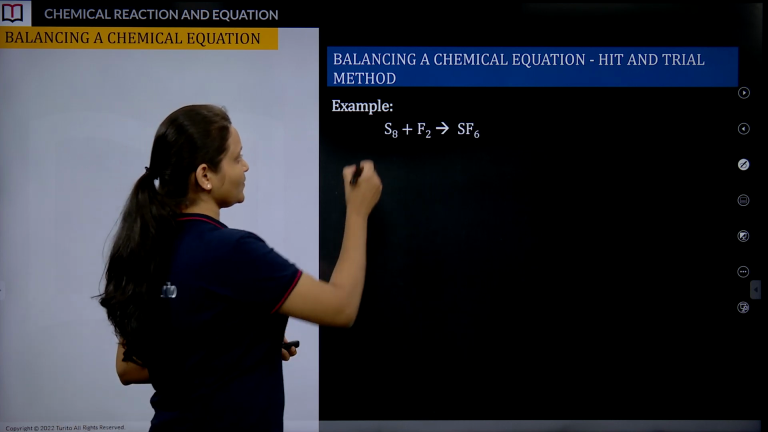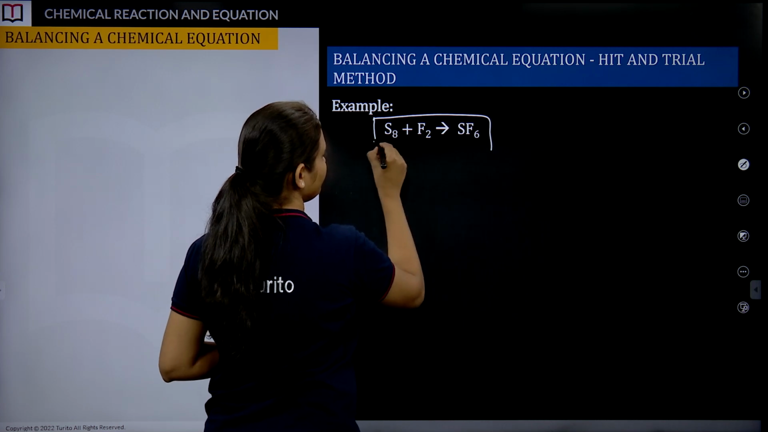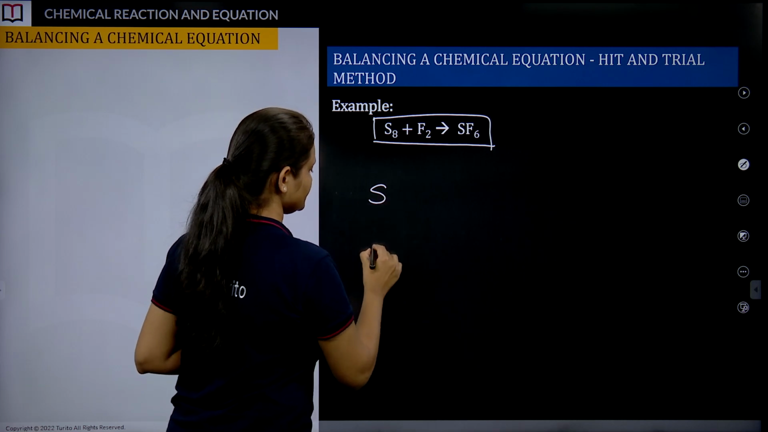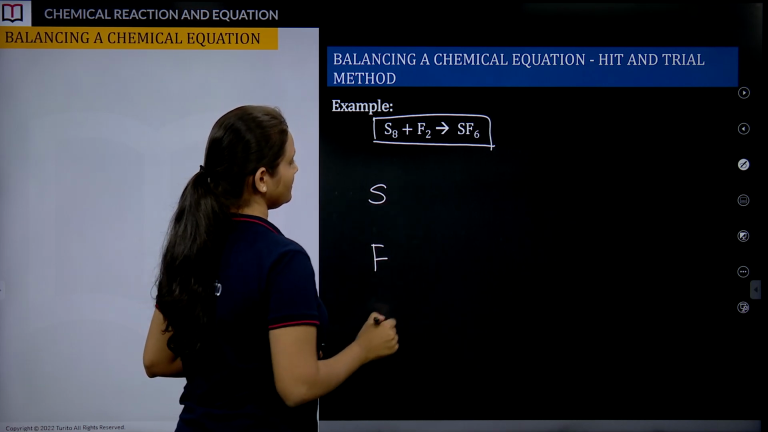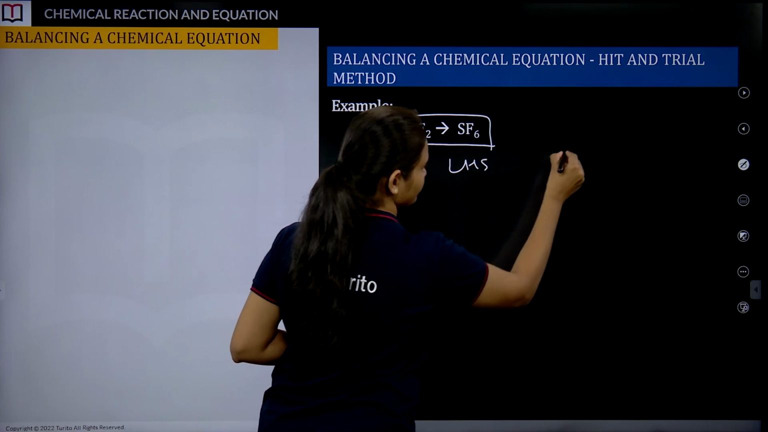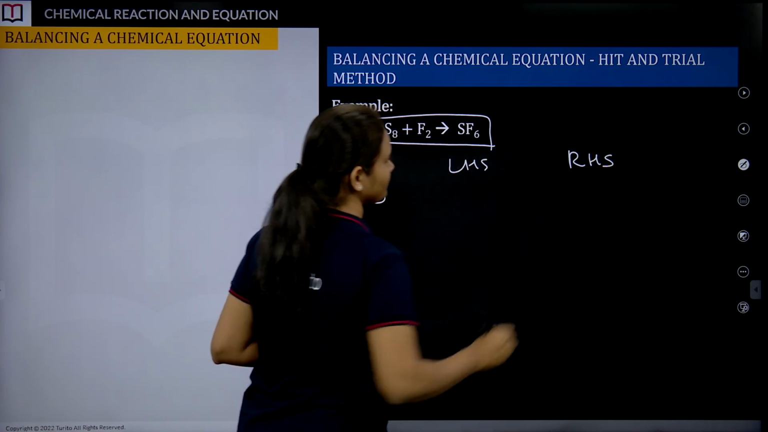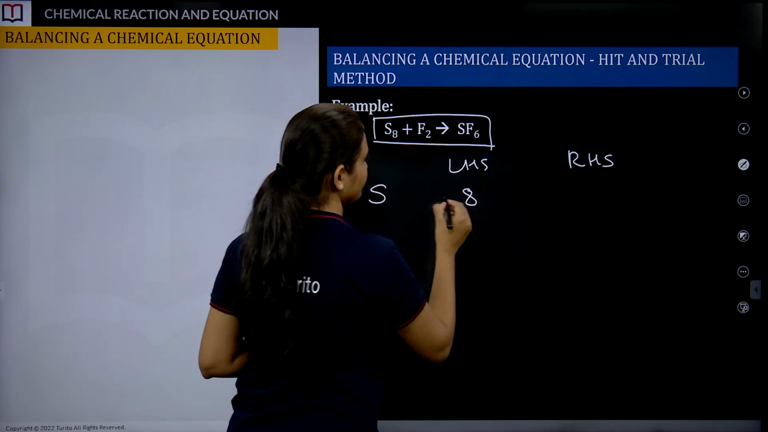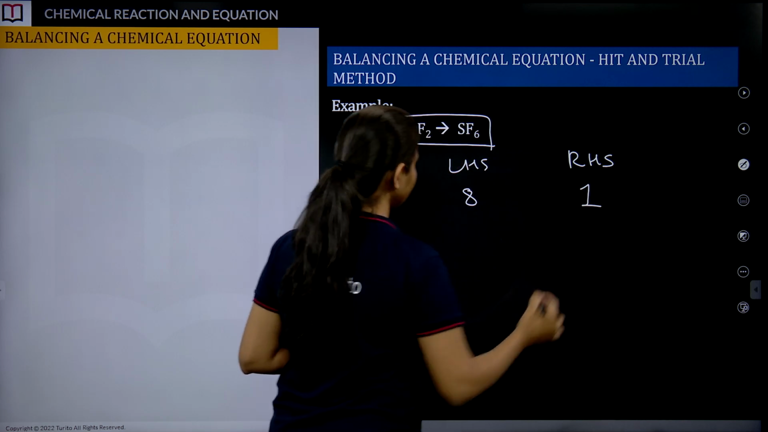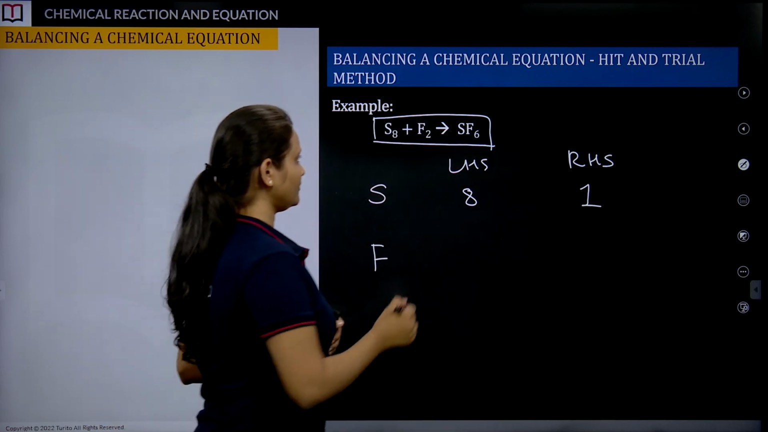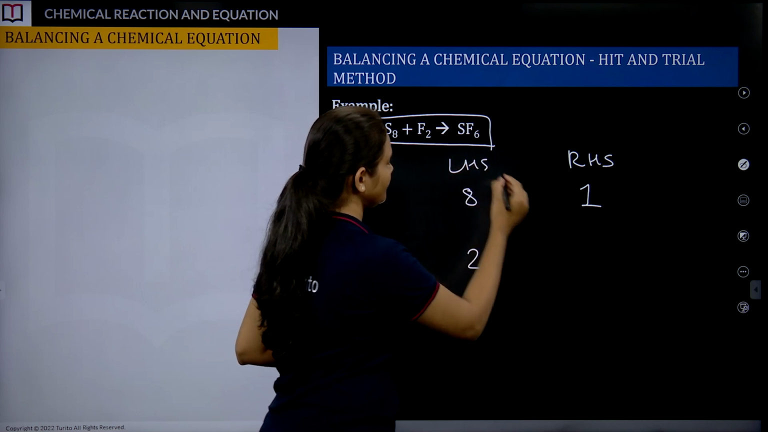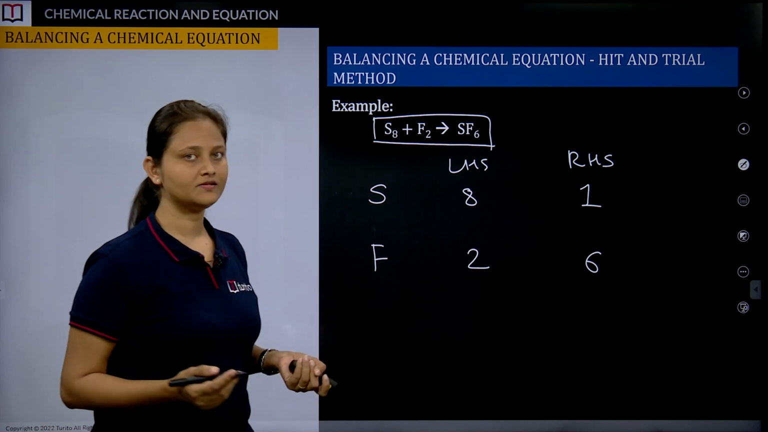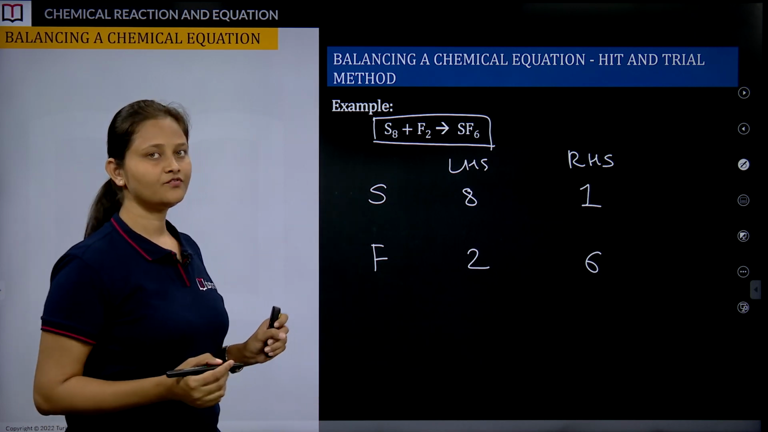Yeah, this looks very small, right? S8 is reacting with F2 giving you SF6. Okay, quickly let me write S, F, then LHS side, there we need RHS also. So how many atoms? Sulfur 8, there only one sulfur. Fluorine 2, here we are having 6. Okay, both of them are not balanced, so we'll be starting from sulfur.